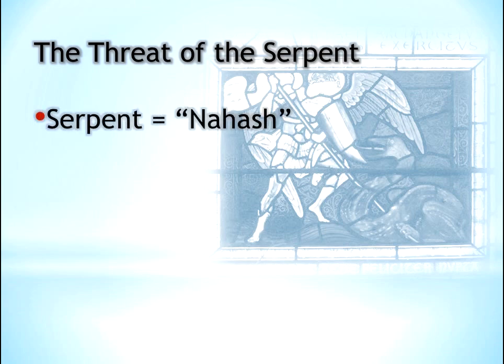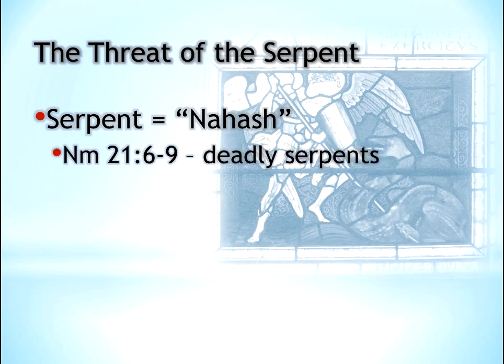The first thing we need to say about the serpent in this book is that the Hebrew word used for serpent here is nahash. This word is used in the Bible to designate a deadly threat. In Numbers 21, when the Israelites are in the desert, they get bitten by these deadly serpents that cause them to get ill and die. Here we see Nahash being used to symbolize something very threatening.